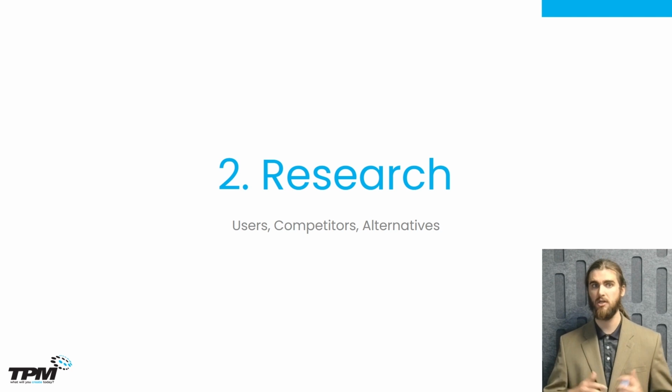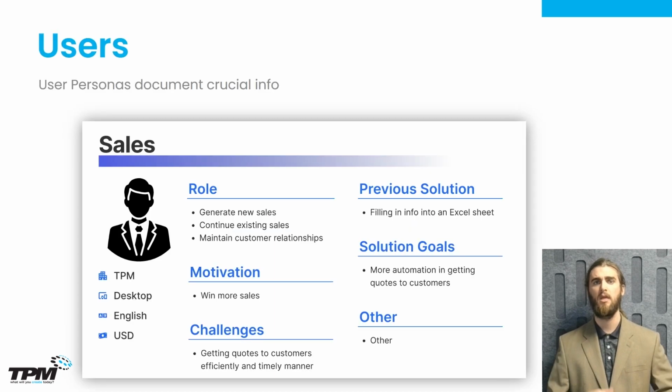Now, we've finished identifying our goals, audience, and resources. Our next step in the design journey is research. We need to find out more about our users, our competitors, and what alternatives are out there. In a previous phase, we, with our managerial hat on, identified the groups we wish to target. Now it is time to put on our detective hat and find out what we can about them.